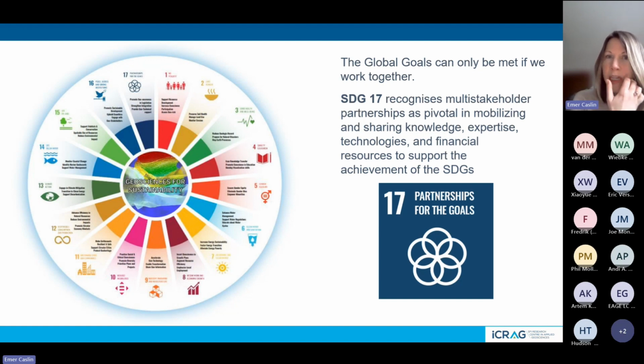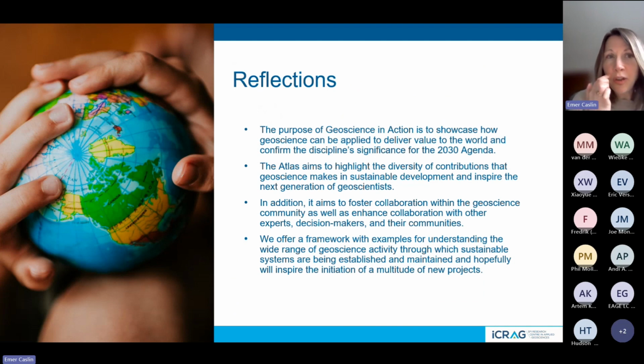Storytelling, communication, outreach, and I suppose marketing what our subject is and what we bring to a much broader group of audiences than maybe what we're used to at the moment. So that's just a few reflections, I suppose, on the Atlas. The reason we did it was to showcase the importance of geoscience for the 2030 agenda, that we have a huge part to play.